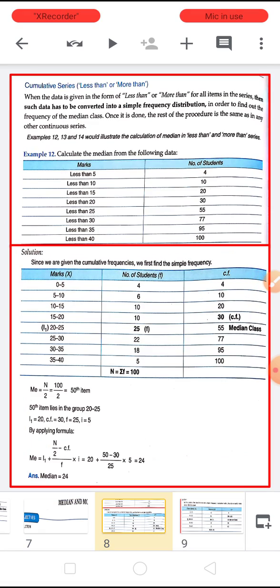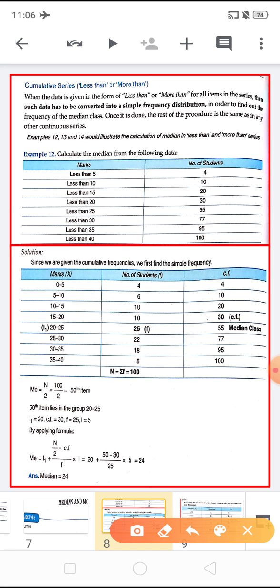Children, in special cases, the first case is when we need to calculate a median when the cumulative series is given, which is the less than or more than approach. I have already explained that when the data is given in the form of a less than or more than series for all the items in the series, then such data has to be converted into a simple frequency distribution series in order to find out the median class. Once it is done, the rest of the procedure is the same as in any continuous series.